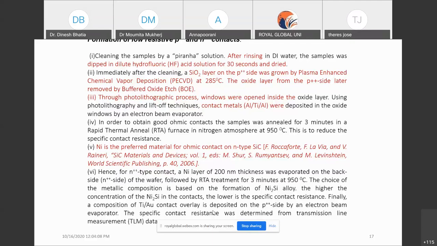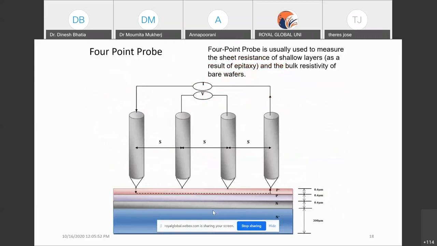Then the choice of metallic composition was based on the formation of NiTi-Si alloy. The higher the concentration, as I told you, the lower will be the specific contact resistance. So all the time, the idea that played in our mind is to reduce the specific contact resistance of the P-type, that is cathode and anode formation, for integrating it with some device.